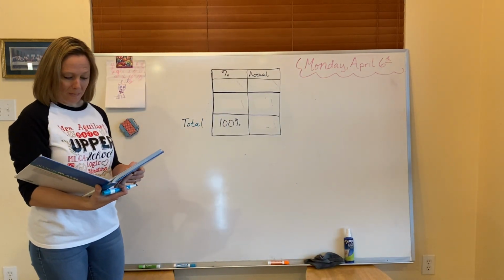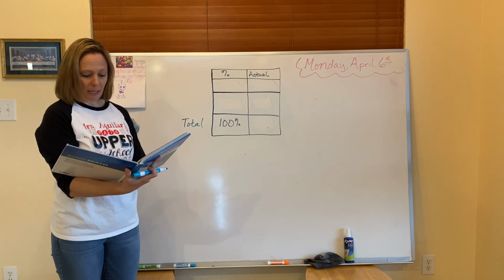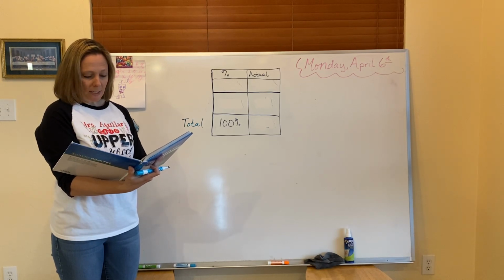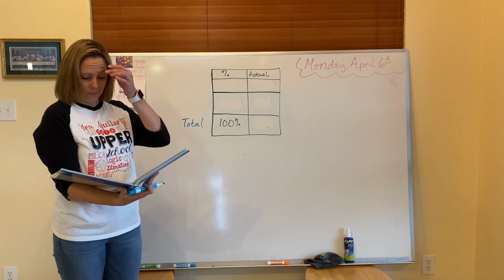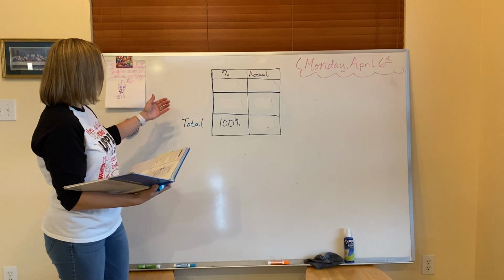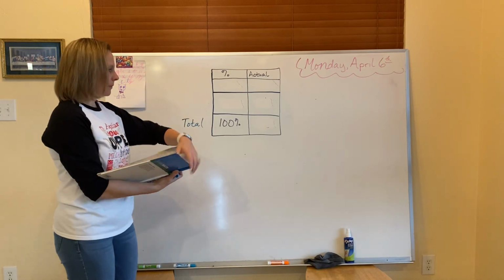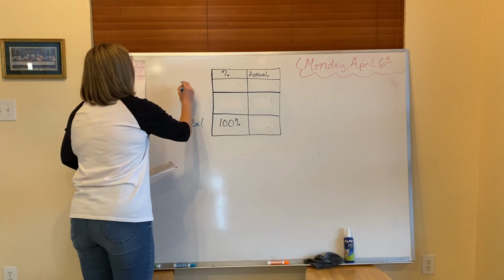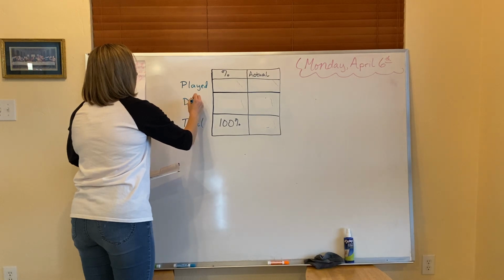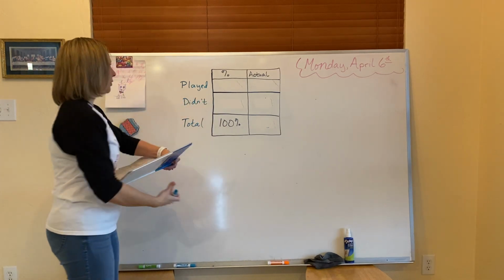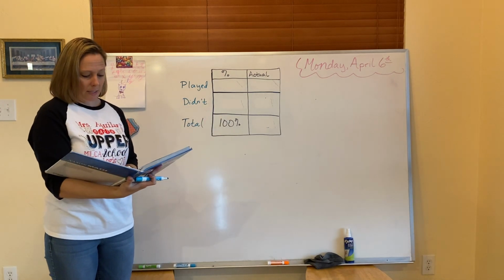Okay, guys, let's look at B. 70% of the team members played in the game. If 21 team members played, how many team members did not play? Once again, we're looking for played, didn't play, total. I'll say played, didn't, and there's our total. Let's fill in the information they give us in the problem.